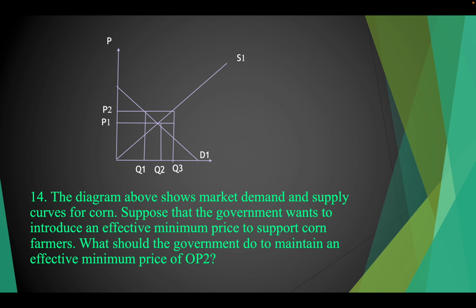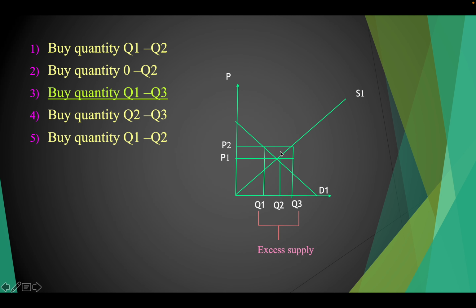Then next question. The diagram above shows market demand and supply curves for corn. Suppose that the government wants to introduce an effective minimum price to support corn farmers. What should the government do to maintain an effective minimum price of OP2? So this is the minimum price P2. The government imposes support for the farmers, that means suppliers. So you should understand where the supply and demand curves intersect the minimum price. So this is the P2 minimum price, this is the demand curve, this is the place that intersects the demand curve, the minimum price P2.